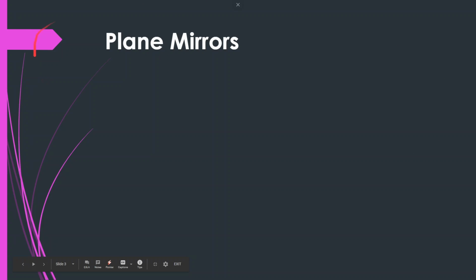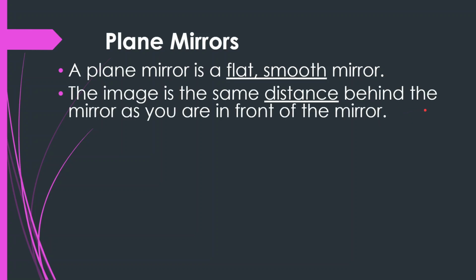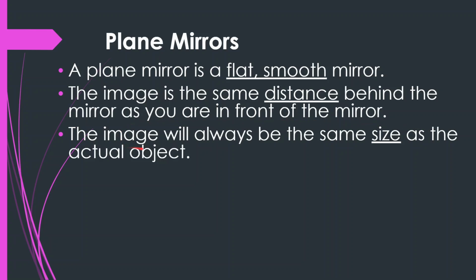Plane mirrors. Is this a mirror that's on an airplane? No! A plane mirror is a flat, smooth mirror. And the image in a plane mirror is the same distance behind the mirror as it is in front of the mirror. The actual image will always be the same size as the actual object as well.